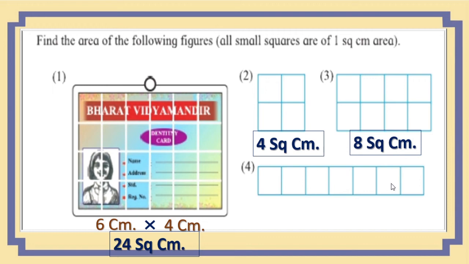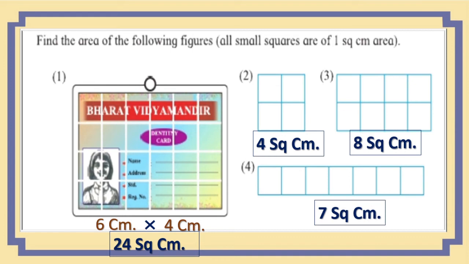Here only one line is there. Okay. So here how many? 1, 2, 3, 4, 5, 6, 7 squares are there. Length 7 centimeter and breadth 1 centimeter. Only single line. So 7 ones are 7 square centimeter is the answer. I hope you understood about the area. Am I right?